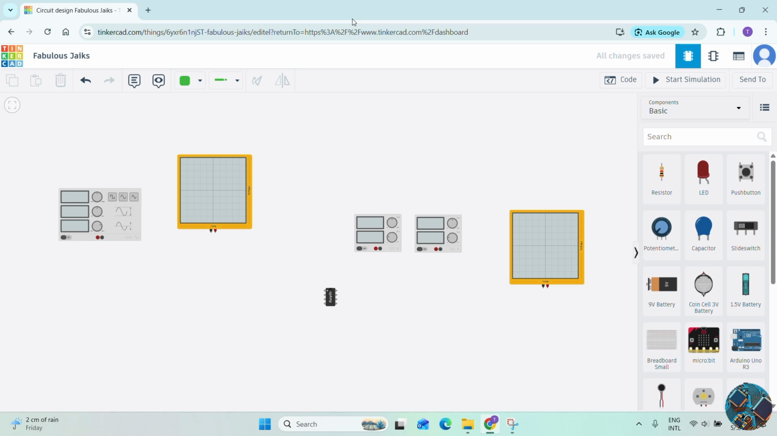In this video, we are going to see how to set up a voltage follower circuit in Tinkercad and how we can simulate it. So first of all, we need one operational amplifier, two power supplies, two oscilloscopes, and a function generator.